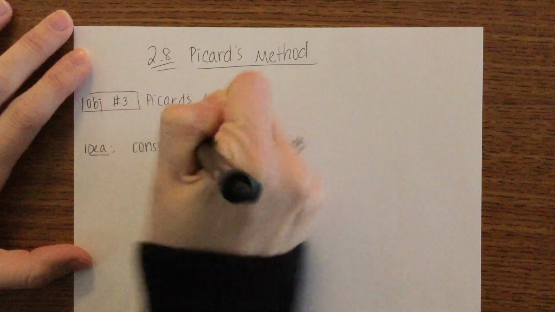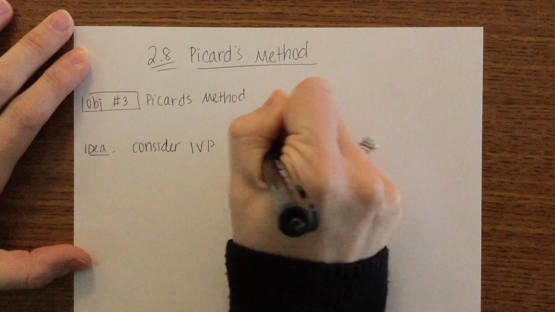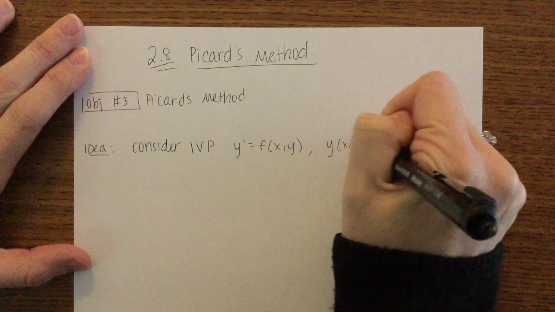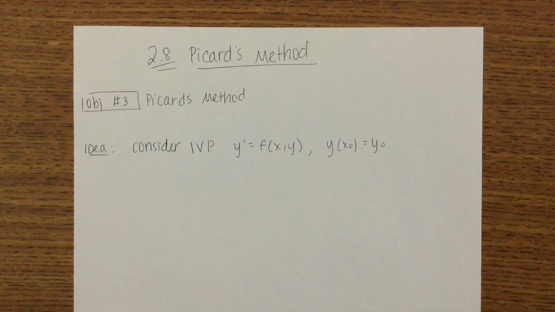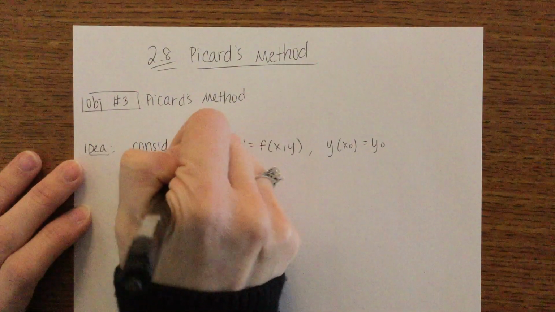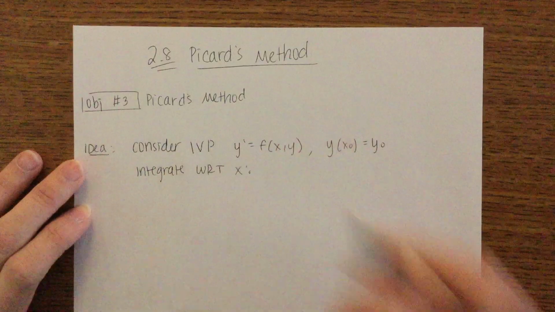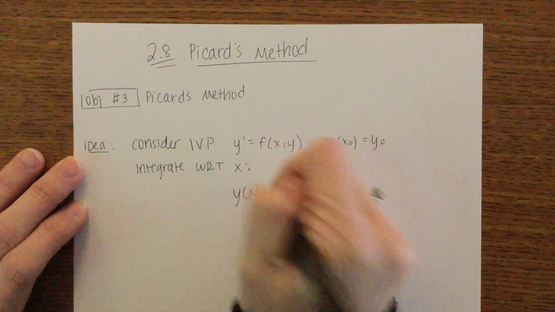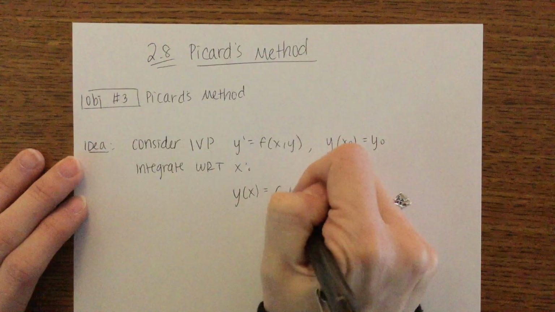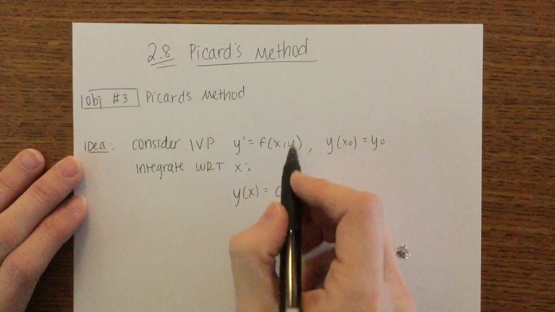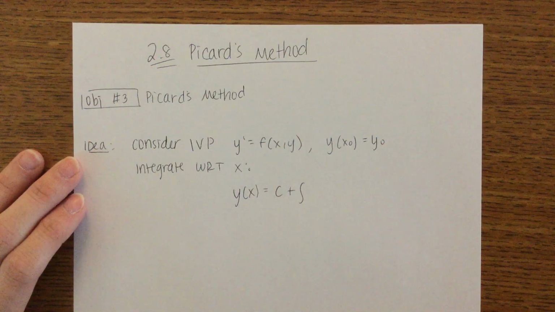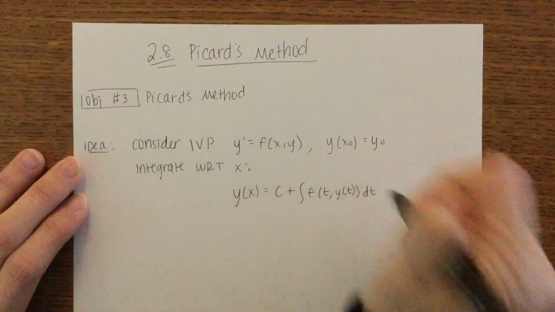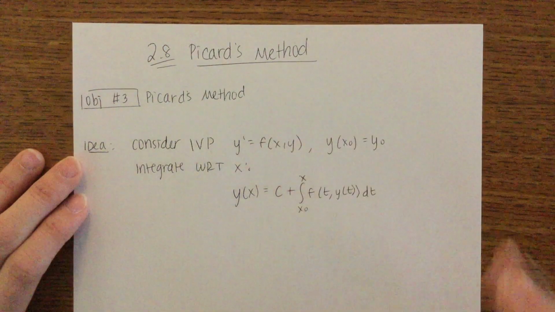You're going to have some initial value problem, y prime equals f of x, y. So y prime is some function in terms of x, y, and then you're going to be given the initial condition. What you're going to do is integrate with respect to x. When you integrate y prime, you're going to end up with y of x. On the right side, you're going to end up with a constant, and then you're going to have to integrate this. Now, the notation changes a little bit. You're integrating with respect to x, so this is really going to be f of t, comma, y of t, dt, integrating from your initial condition to x.